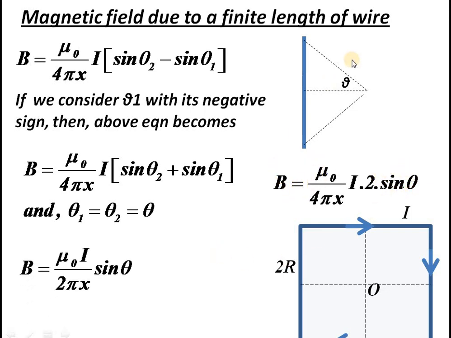So what we get is the magnetic field at the point O due to this wire. You just rearrange this equation, and we get mu 0 I by 2 pi x sin theta.